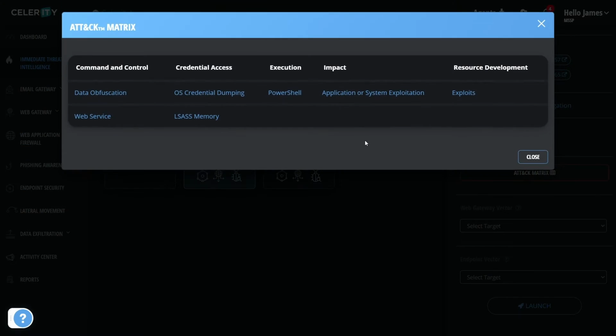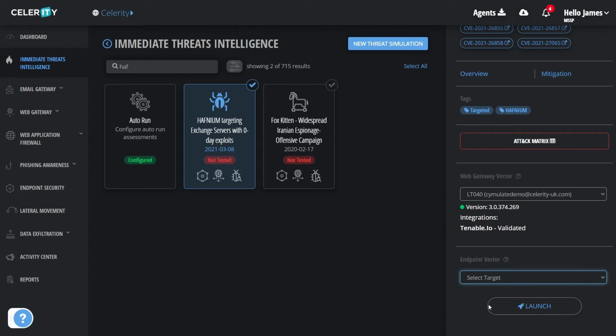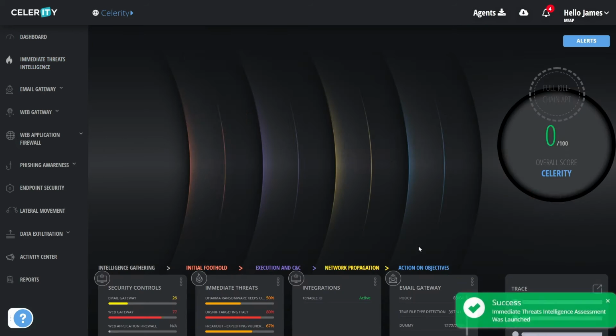A good illustration of this would be the Hafnium attack on Microsoft Exchange servers. Our analysts would be able to provide you with definitive evidence as to your susceptibility to this attack and provide mitigations to help protect your enterprise.